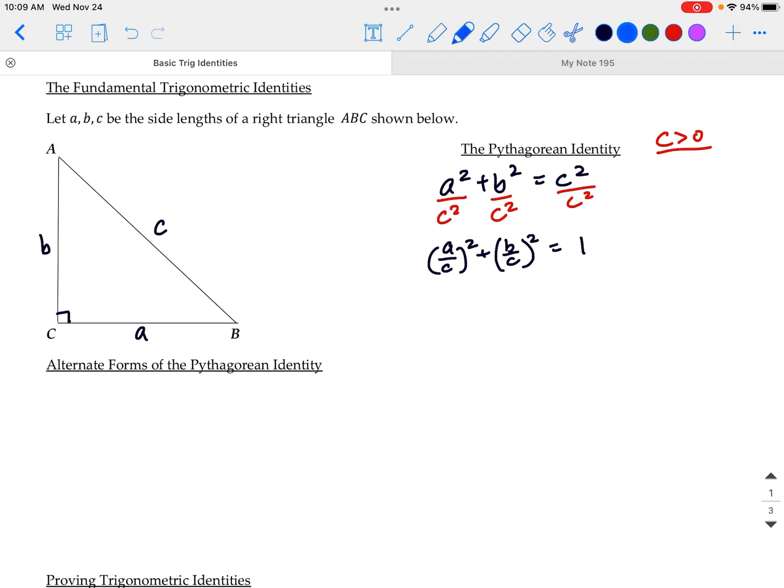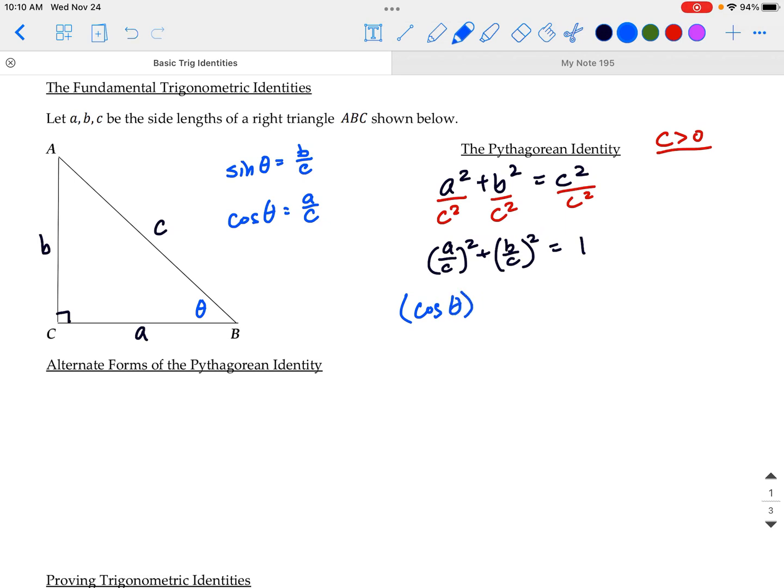But what we'll notice here is if we call, let's say, this angle theta, sine of theta is b over c, opposite over hypotenuse, and cosine of theta is a over c. So what that means is that we can then substitute into our expression here those sine and cosine expressions. So what we'll end up with is a over c is cosine squared of theta.